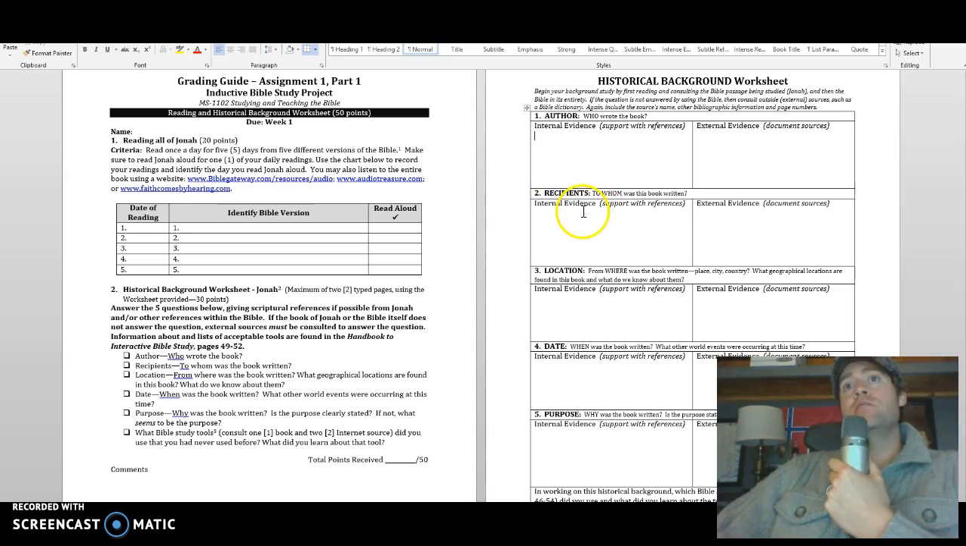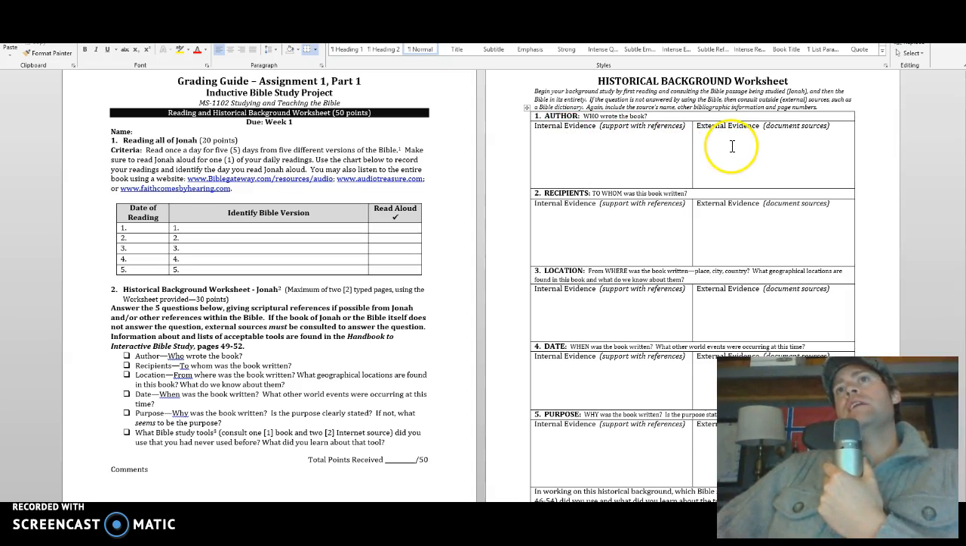and then the recipients, to whom was it written, same thing. You're filtering it through the same process. Are there any internal evidences, such as in Scripture, or external evidences, which is outside? If you're finding it clearly in the Scripture, I'd still like to see if you can find external evidence, but you can say none or not necessary.